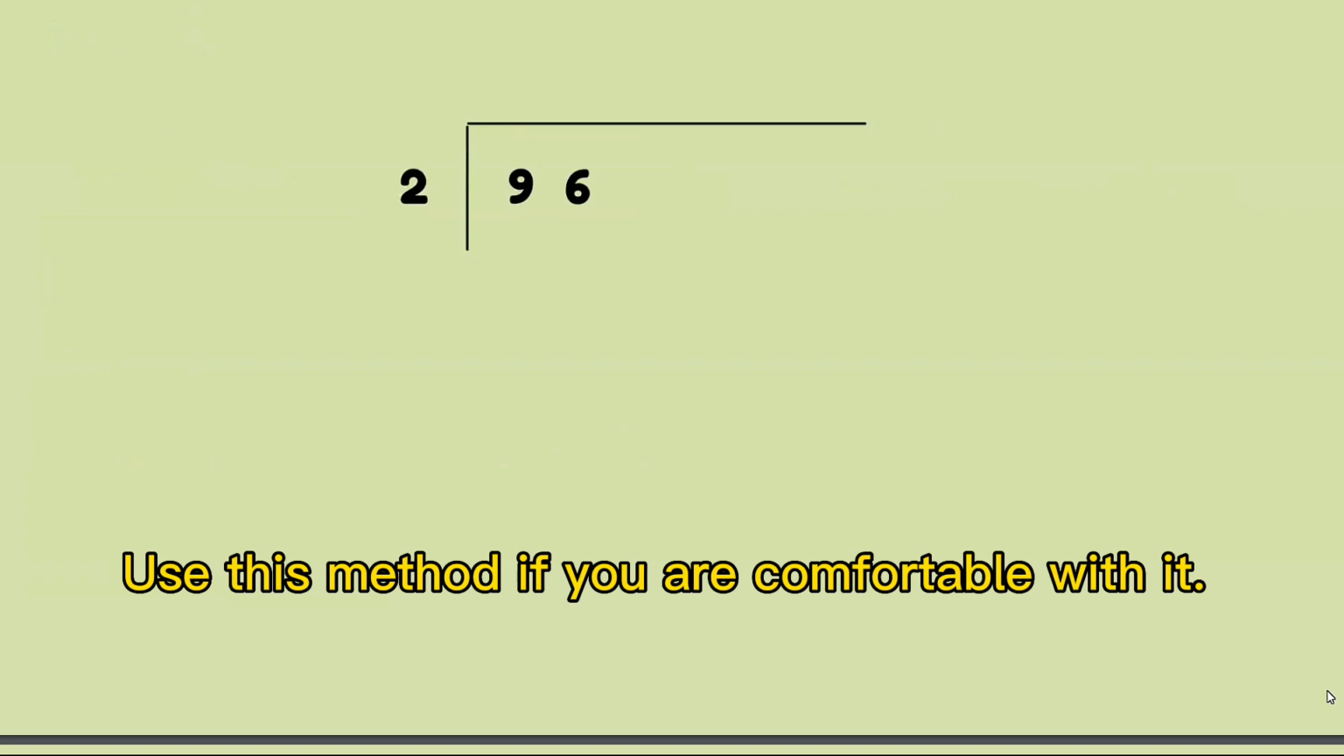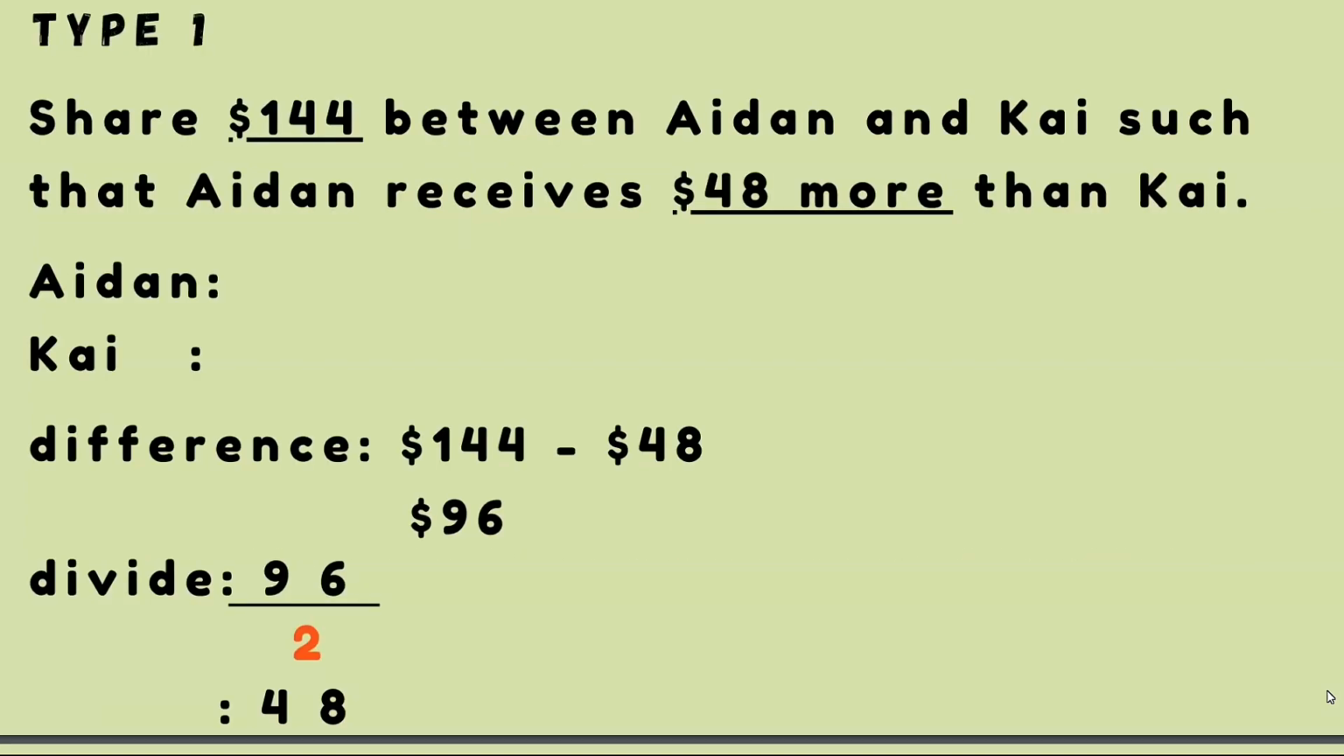Now, I don't want to see you all dividing like this, right? We divide it as shown on the screen here. 2 into 2, 1, 2 into 9, 4, remainder 1, 2 into 16, 8. Good. So once we divide, that's our equal share. So Aidan and Kai, they both have the same amount so far. Remember, at some point, they will both have the same amount of money.